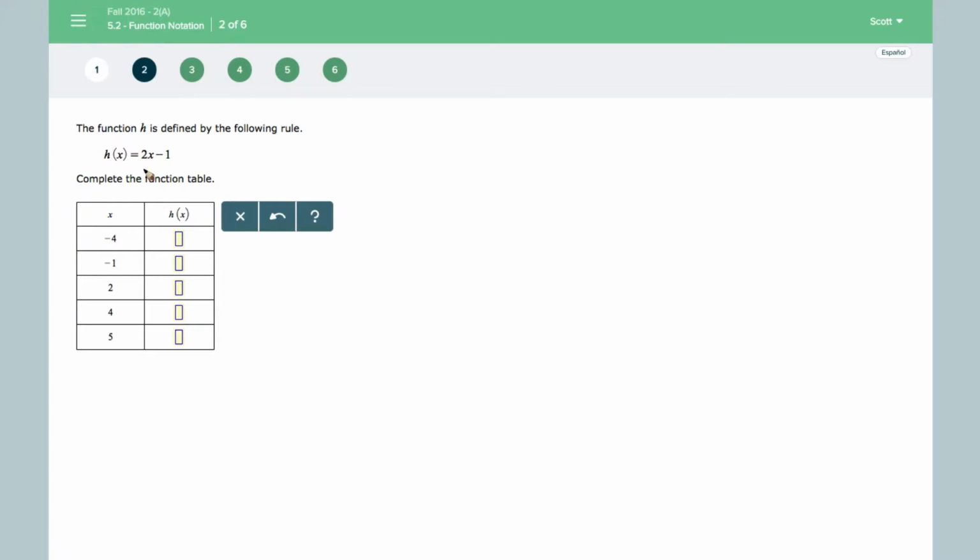Number 2. In number 2, it's very much the same thing. We have our x here, and we take that number and replace it right in for x. Okay, so in this case, we would have 2, and then we have x. What is x? X is -4 minus 1. We just took that -4 and put it right in for x. 2 times -4 is -8. -8 minus 1 is -9.